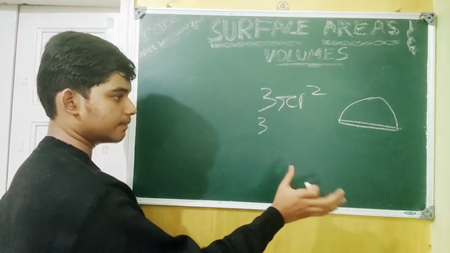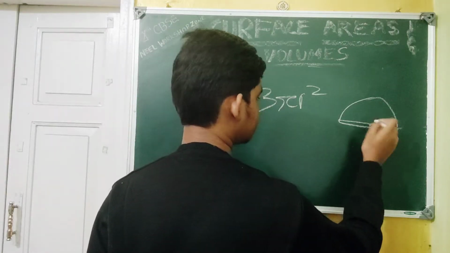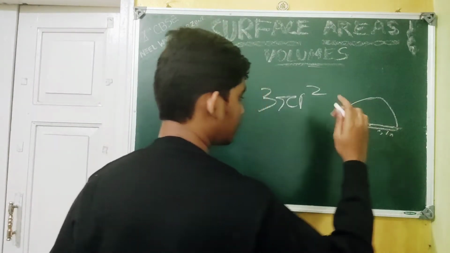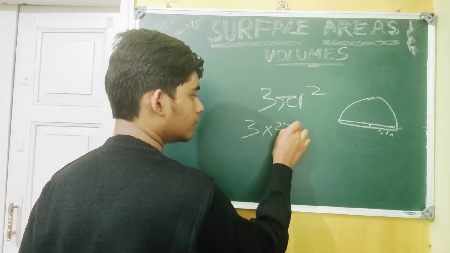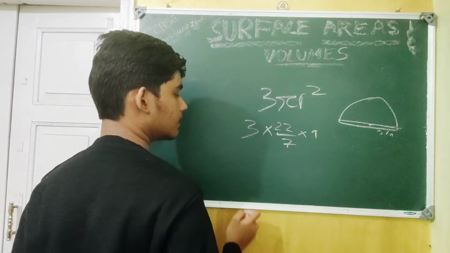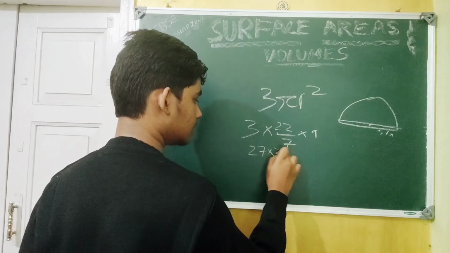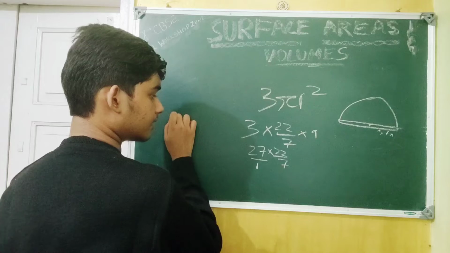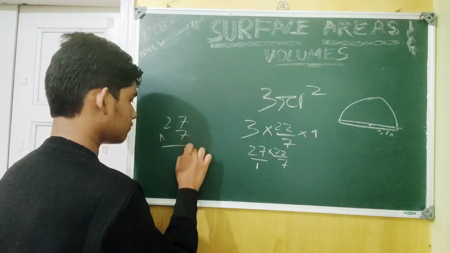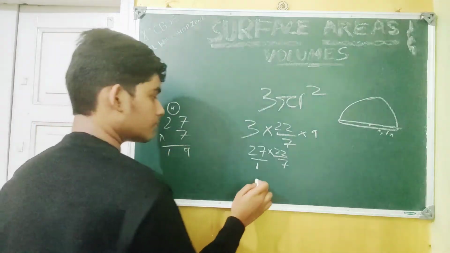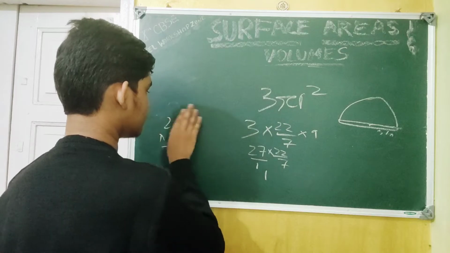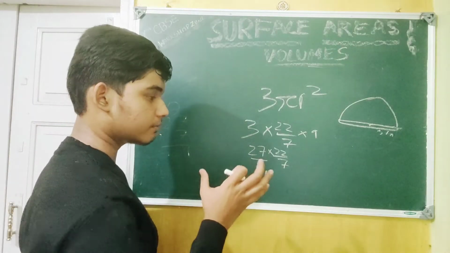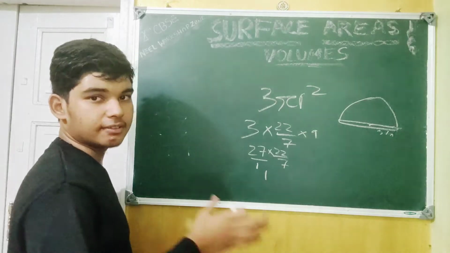Let's take the same hemisphere with the radius as 3 centimeters. By plugging into the formula, we get 3 into 22 by 7 into 3 times 3 is 9, into 9. So 27 into 22 by 7. Instead of doing this big process with fractions, we can just use 3.14 to make it a lot simpler.